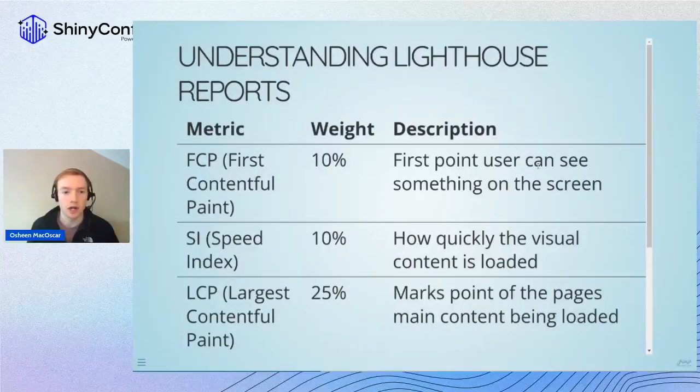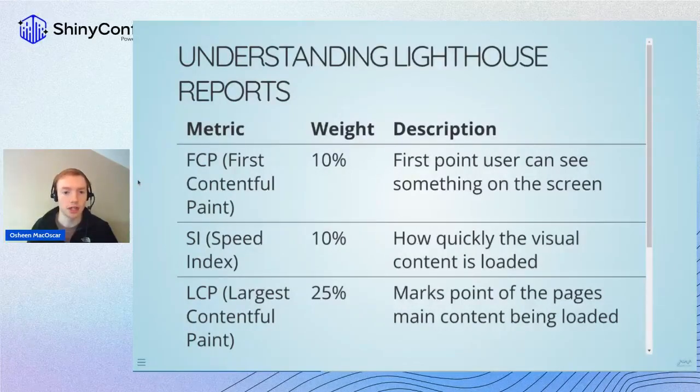So now I've got a little bit of information on the metrics being measured by Google Lighthouse. I'm not going to go into too much depth here. If you'd like more information, the documentation for Google Lighthouse is pretty good, so you can go and have a look there. The first metric is first contentful paint, and this is the first point at which the user can see some content on the screen.